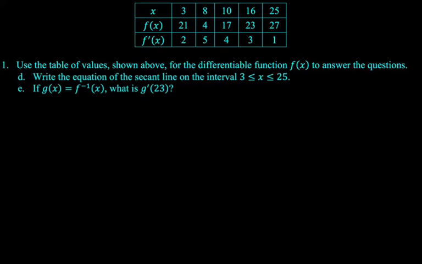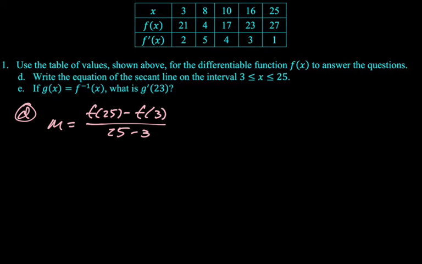This is a very wide range for a secant line. All right, so the slope is going to be f of 25 minus f of 3 over 25 minus 3. So that's 27 minus 21, which is 6, over 22, which is 3 over 11.